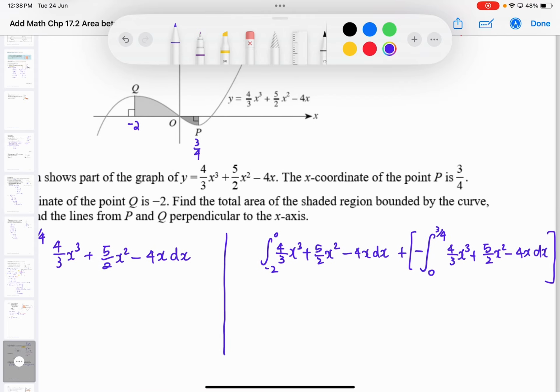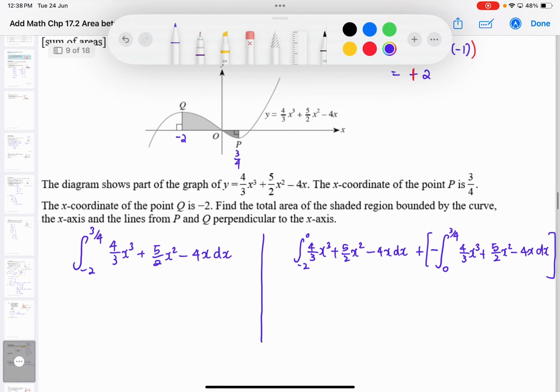Okay, so there are 2 ways. I want you to explore these 2 methods and tell me which is the correct one. So what if I integrate directly from negative 2 to 3 over 4? What will happen versus separately integrating them and then adding them together? So you go home and try this and then we will discuss tomorrow.